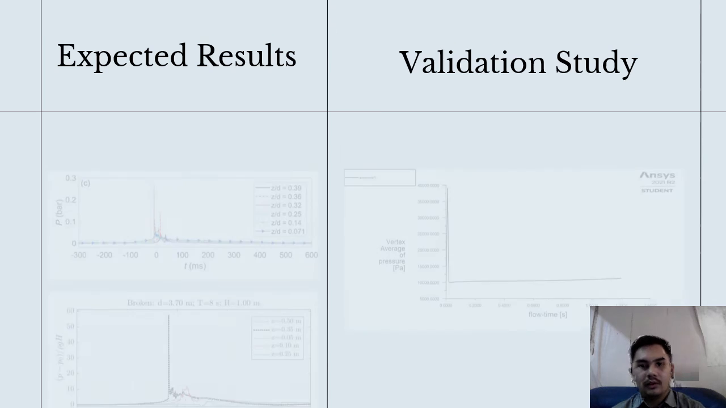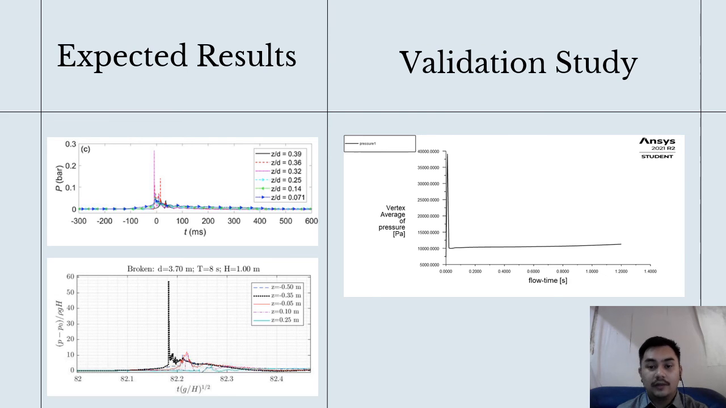Okay, and I'm going to talk about the expected results and the validation study. As you can see right here, the moment the wave hits the wall, as seen in this study, the pressure will spike up to about 0.3 bar, which is about 30,000 pascals. The same goes for this study as well. This is where the pressure spikes, where the wave hits the wall, and this part right here is just to normalize the chart. It is part of statistics to make the graph look smoother.